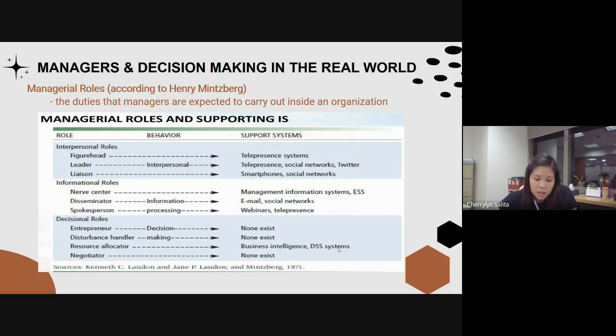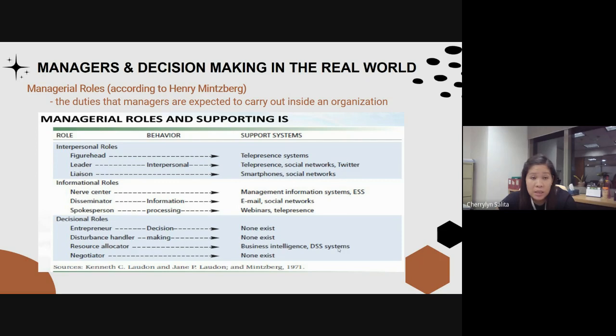So, sa interpersonal or relationship roles, kasama dito yung dyan sa table dyan sa baba, as pagiging figurehead, leader, and liaison. So, when managers represent their organizations to the public and carry out symbolic tasks in their interpersonal roles, such as awarding employees, they serve as figureheads. In their role naman as leaders, managers work to inspire, guide, and assist the staff members. When you say liaison naman, so may function din yung managers to serve as liaison between the members of the management team and the various organizational levels.